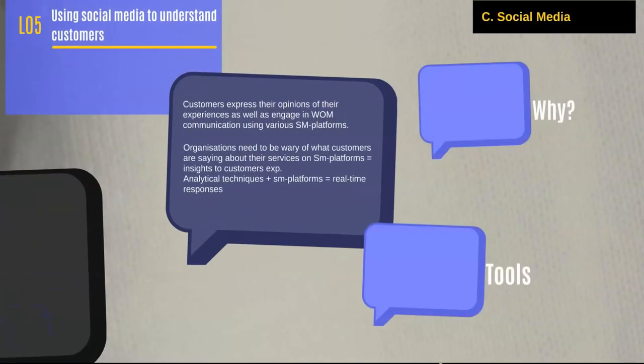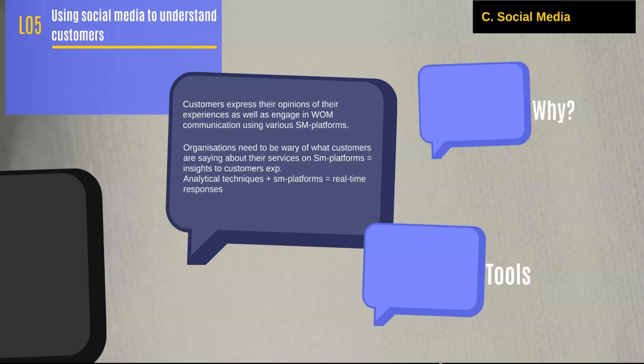Next is social media. Social media is an analytical tool, but it's also a learning outcome in its own right. So how can you use social media to understand your customers? Now, we all know this because we are Generation Y and we like to express our opinions of our experiences as well as engage in word of mouth communication using various social media platforms. There was an ad for a specific car on Facebook and there are 1,600 comments because people like to express their opinion, whether it's good or bad.